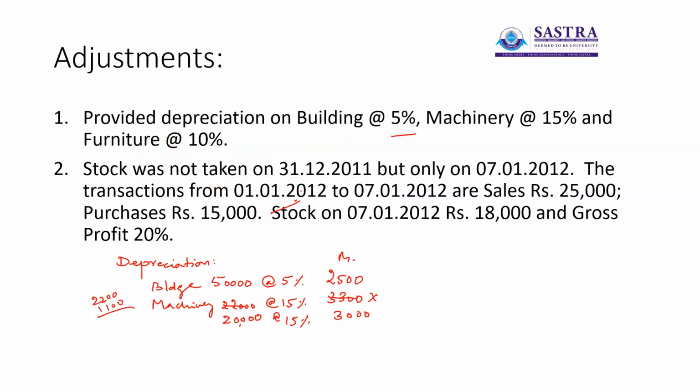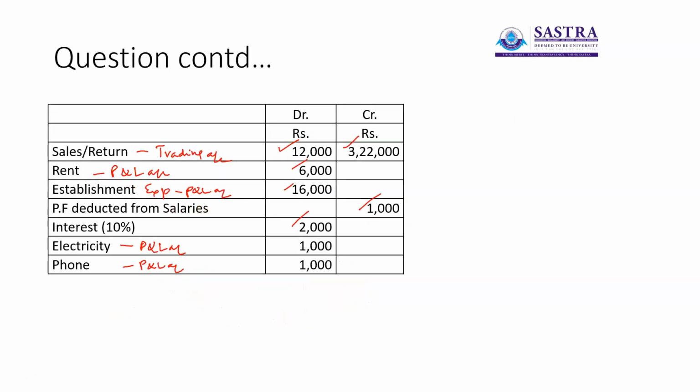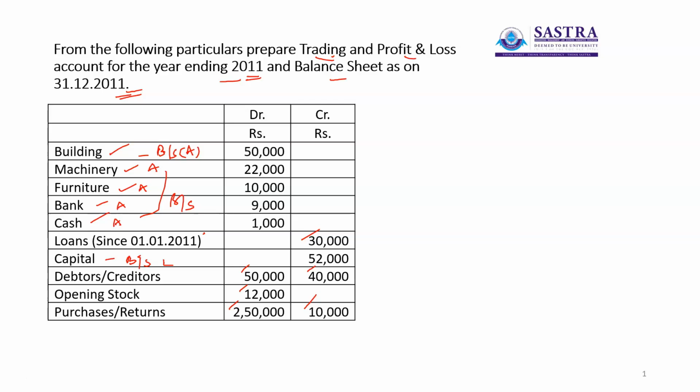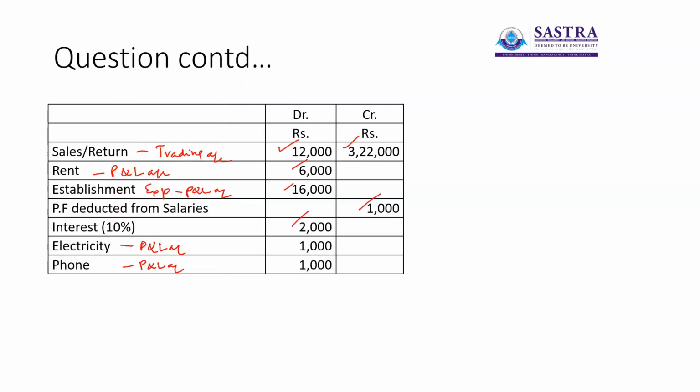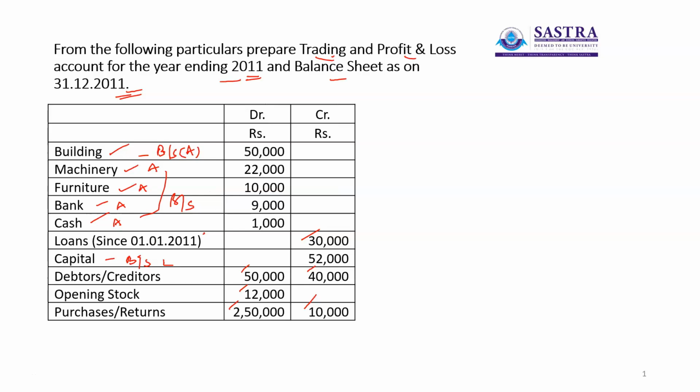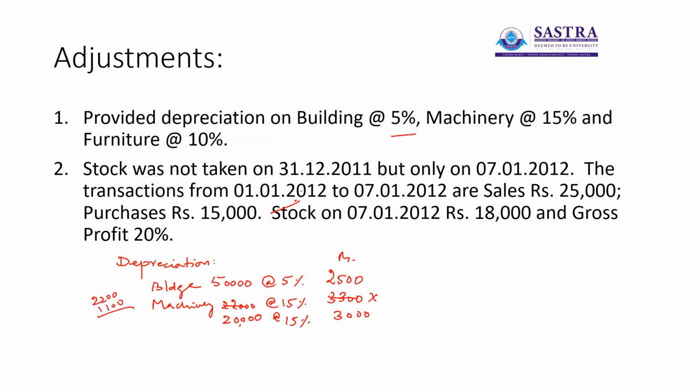And the question also says furniture 10%. So to find out the value of furniture, 10,000, the value of furniture, on which 10%.